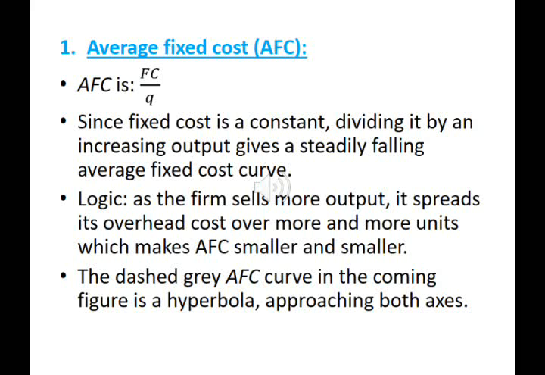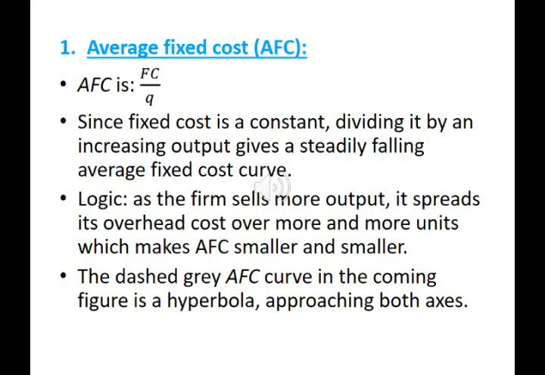That's why we'll see in the next slide that the average fixed cost curve is a decreasing curve, and it keeps decreasing. Why? Because you are dividing a fixed number in the numerator by an ever increasing number in the denominator, which is the Q. That's why it will keep decreasing, getting very, very close to 0, but it will never intersect with the x-axis.